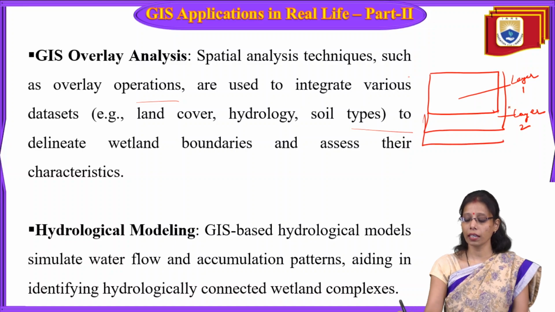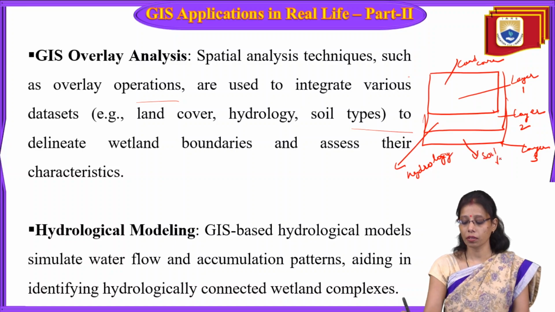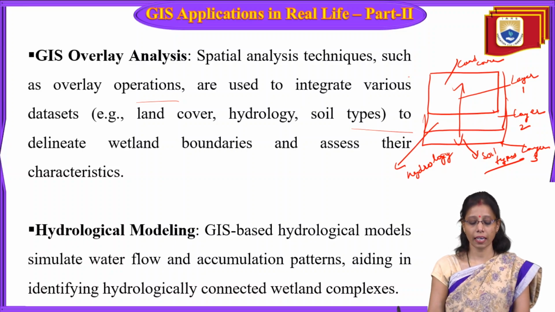So you have another layer called layer 3. So you have different layers, layer 1, 2, 3. These layers are overlaid together. Like you have land cover, and the second layer may be hydrology, and the third layer may be soil types. These are all overlaid together, and it will match the geometry of each layer to delineate the wetland boundaries and assess their characteristics.